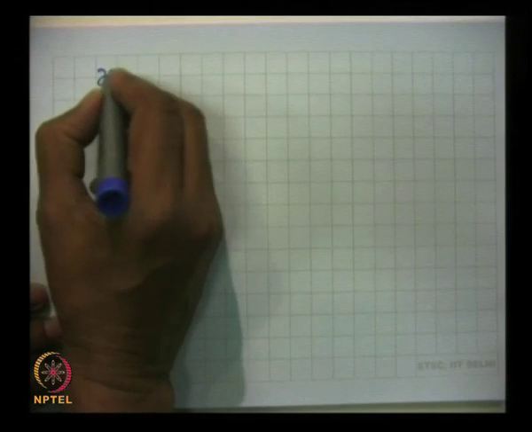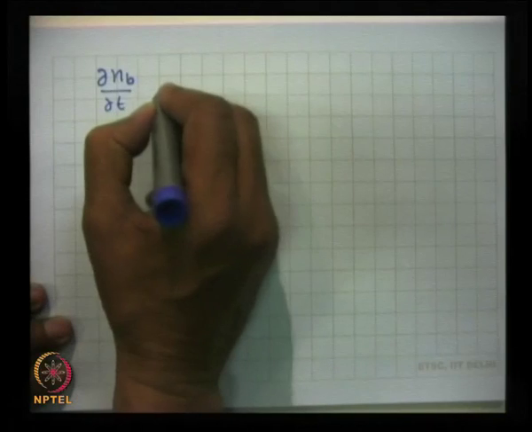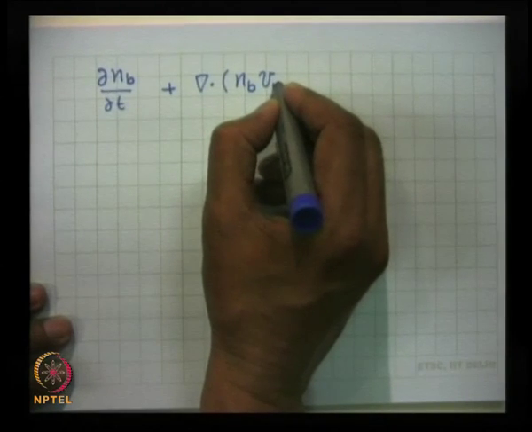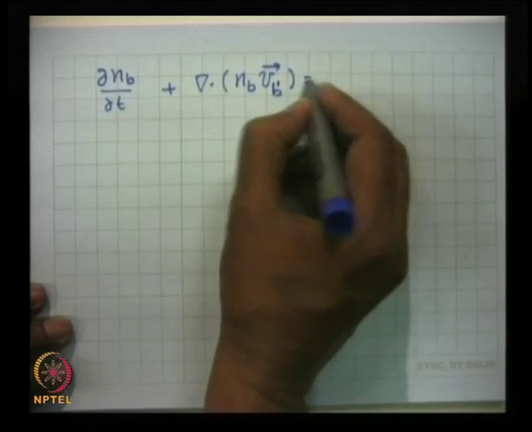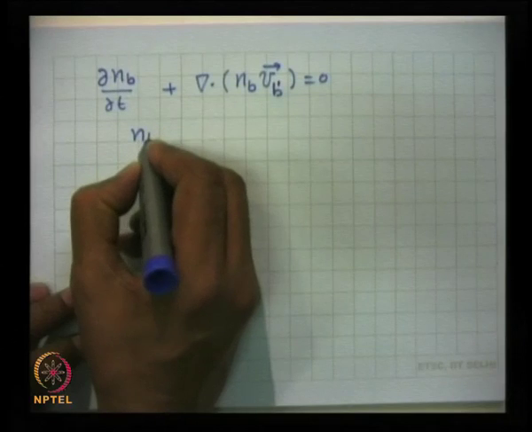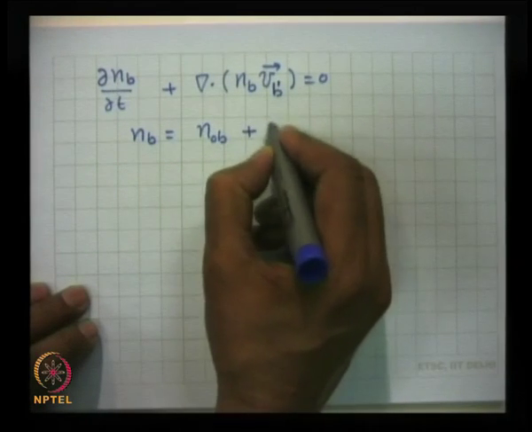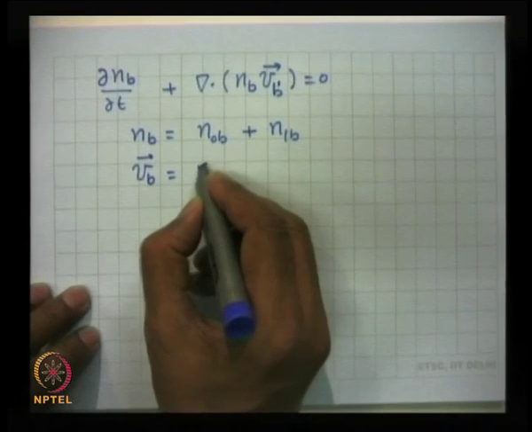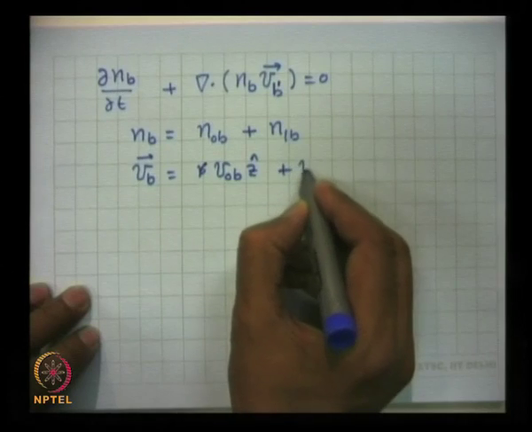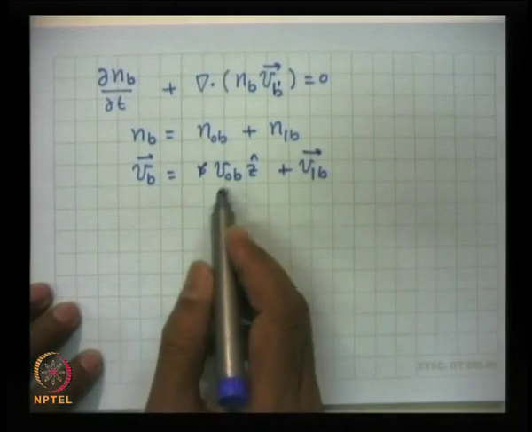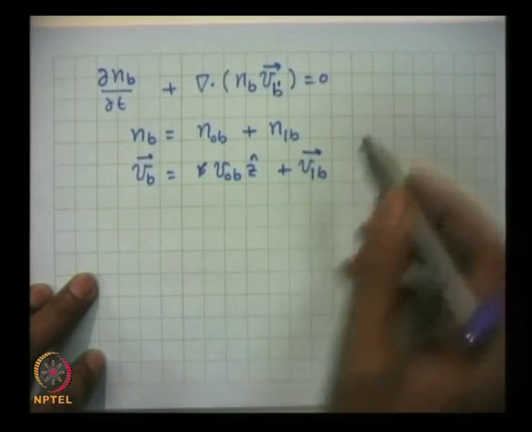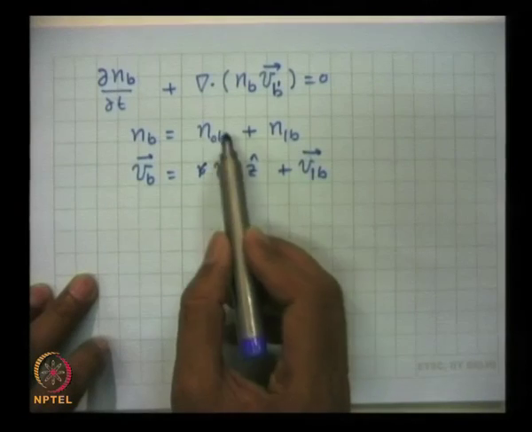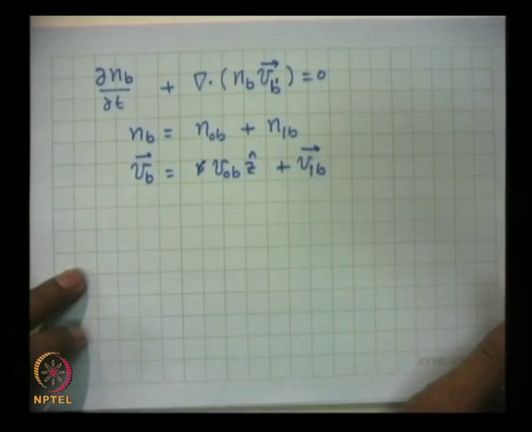And the equation of continuity for the beam electrons is: rate of change of density of the beam electrons plus divergence of beam density into beam velocity Vb is equal to 0. We write down beam density as the equilibrium density plus a perturbation, and beam velocity we had already written as V0b in the z direction plus a perturbed quantity. Substitute these in this expression and ignore the products of n1 with V1. Obviously the n0 V0 product will have divergence 0 because they are both independent of position. So when you take the divergence of this product, it will not appear here.